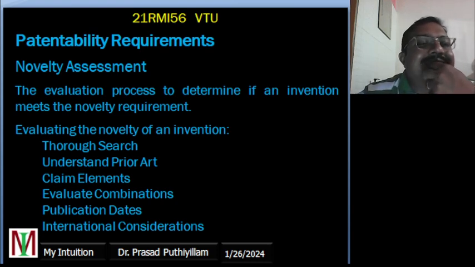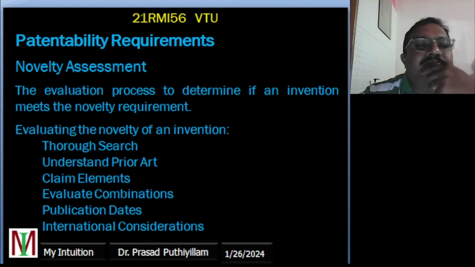Then we need to understand the prior art. If a similar or almost similar product exists, or if anything related to it is published anywhere, then we have to think twice before applying for a patent.